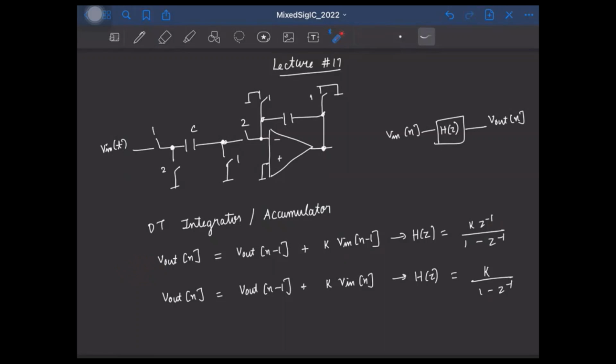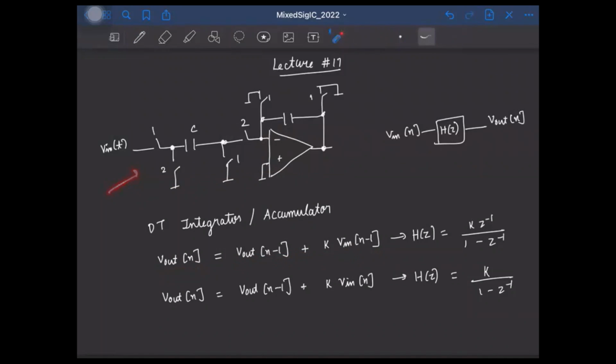So here we can clearly see that the output sample needs to be the sum of the previous output and the current input, right? Scaled by some scaling factor k. We just saw how to realize this portion, right? We know how to realize a circuit that implements Vout of n equal to k times Vin of n, right? That is this guy. So now let's see how to add this portion also.